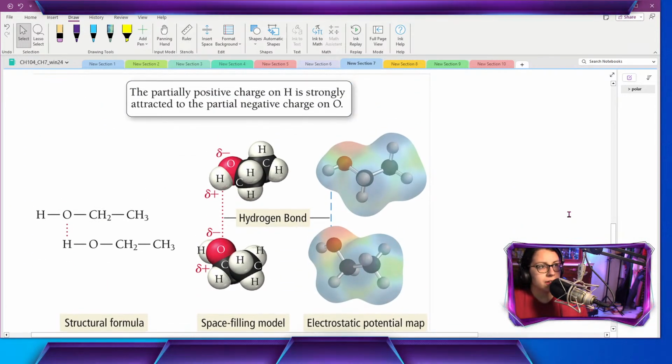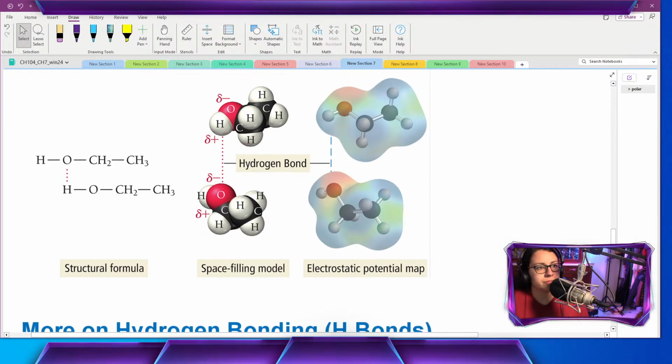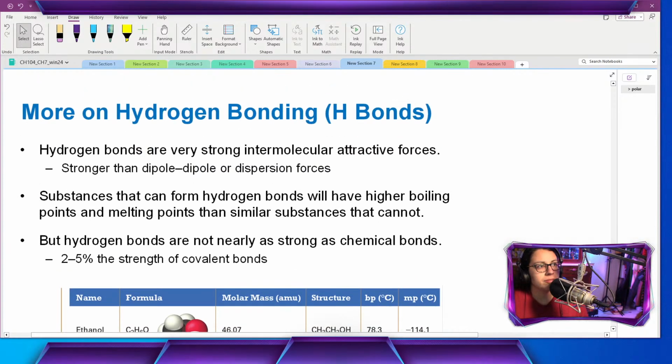And let's look at ethanol, which they've shown here. Of course, any alcohol has this OH group. We have our partial negative, partial positive, and then one hydrogen is going to be attracted to the oxygen of another one. So there's our hydrogen bond. Even though these hydrogen bonds are very strong, stronger than dipole and dispersion, they're still not as strong as a chemical bond. So just important to keep in mind.